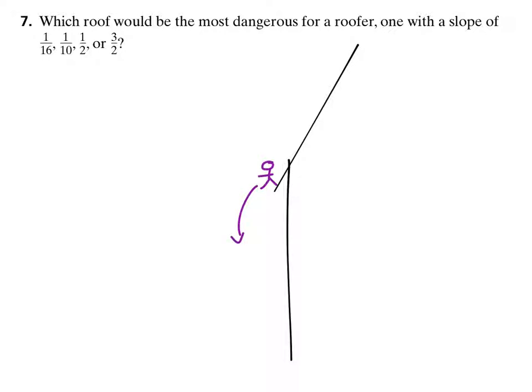But if we were to take the roof and make it less steep, then it's a little bit easier to walk on and hopefully a little bit easier to stay on so that you don't fall off, but you can actually stay on the roof. Of course, you should wear protective equipment one way or the other, but what this means for us and just this question is the most dangerous one would be this 3/2 because it has the highest rise to run ratio.